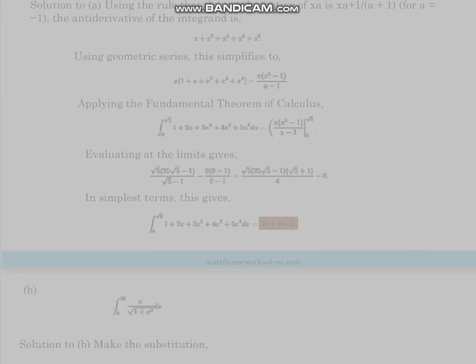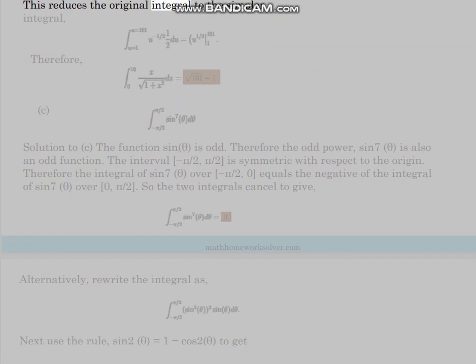Solution to problem 4. A. Using the rule that the antiderivative of x^a is x^(a+1)/(a+1), for a not equal to -1, the antiderivative of the integrand is, using geometric series, this simplifies to, applying the fundamental theorem of calculus, evaluating at the limits gives, in simplest terms, this gives. B. Solution to B. Make the substitution. This reduces the original integral to the simpler integral, therefore.